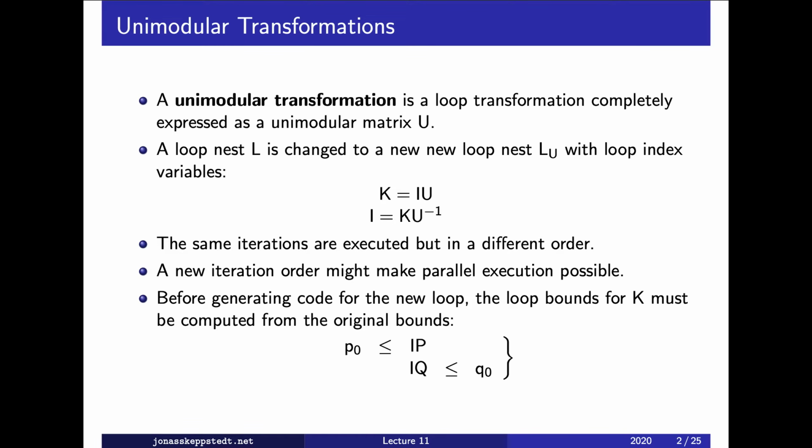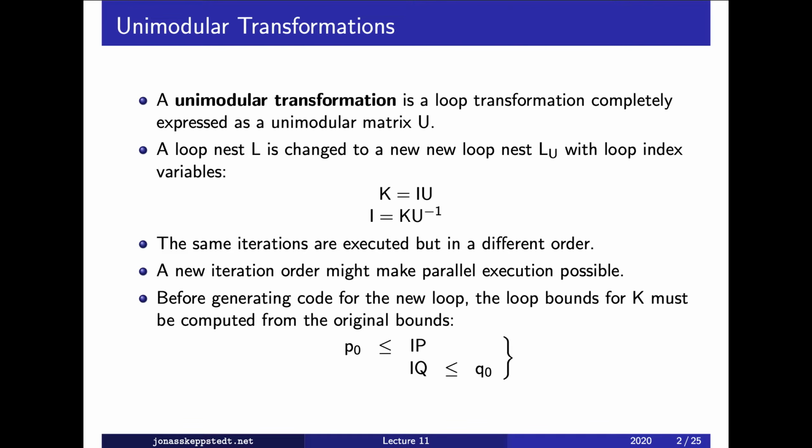Of course, if U would be the identity matrix, there would be no change, but that would not be very useful. We can do this, but it's not certain that the program will be any faster. So this is obviously not a perfect solution to optimize and in particular parallelize programs, but this is the tool that we use to create a different iteration order.